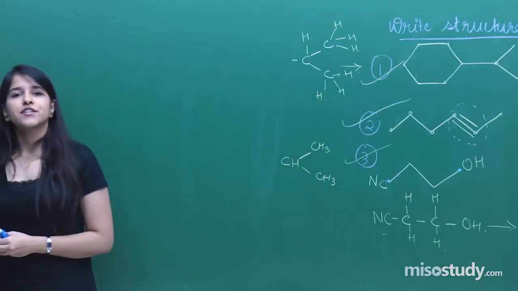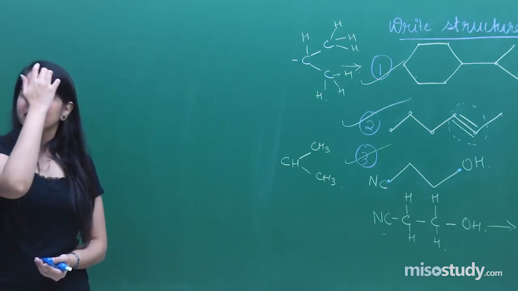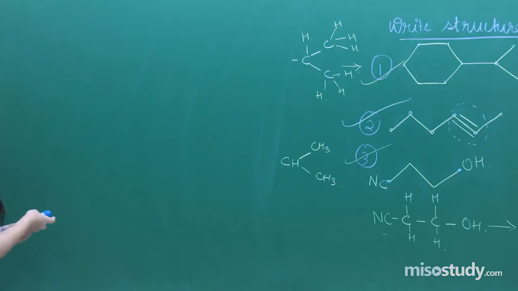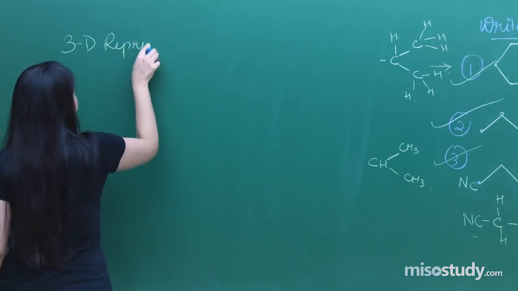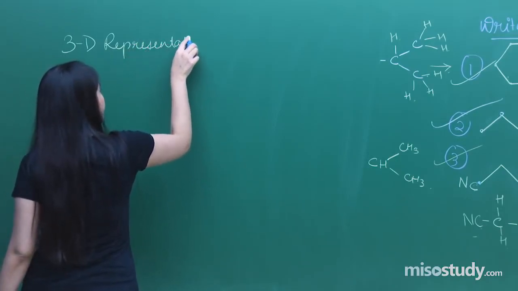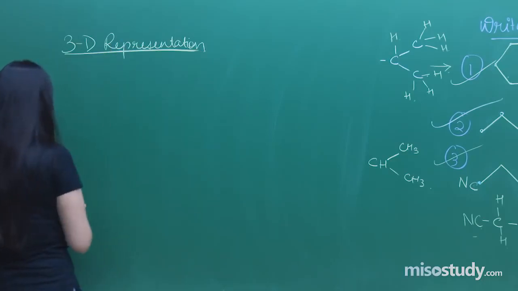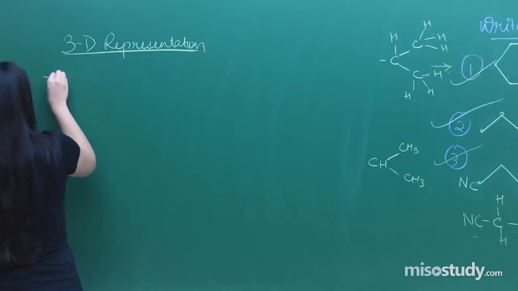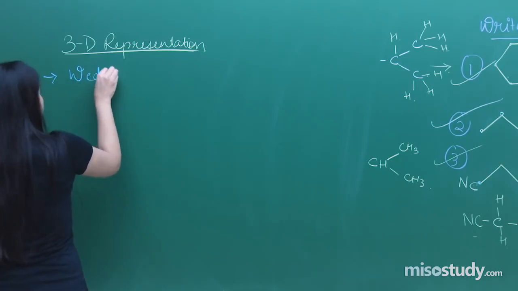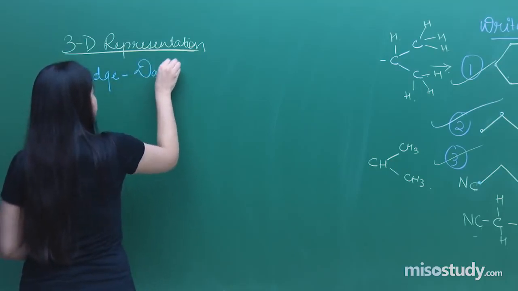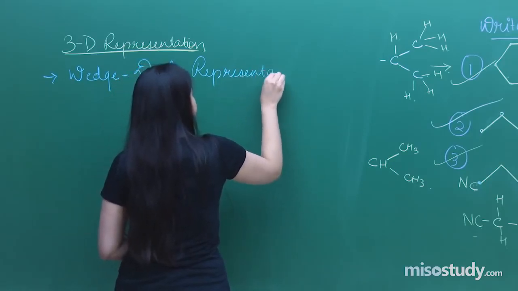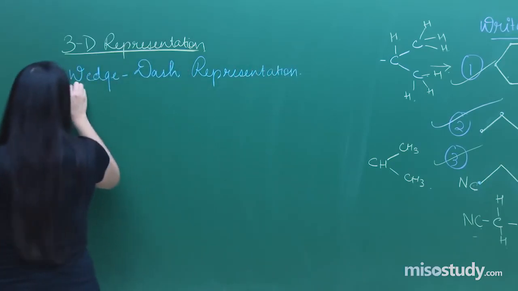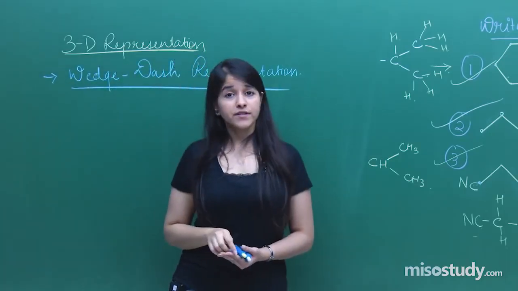As I told you in the last session, what is the 3D representation? It is nothing but wedge dash representation. That is known as wedge dash representation. What is a wedge and what is a dash?